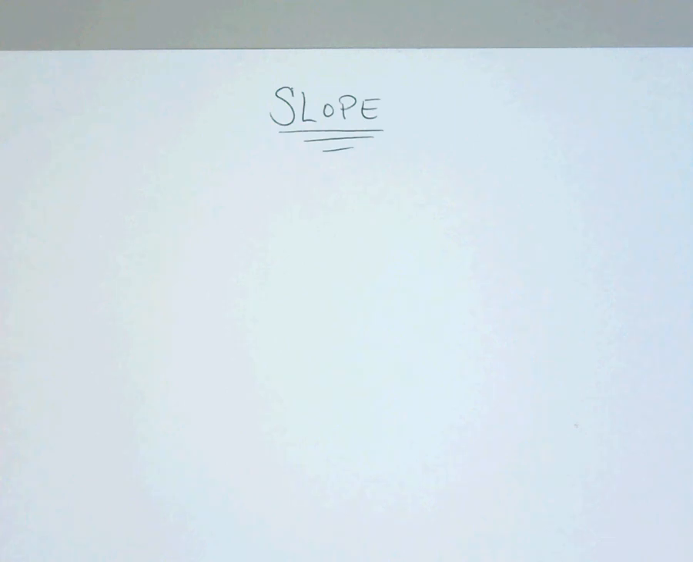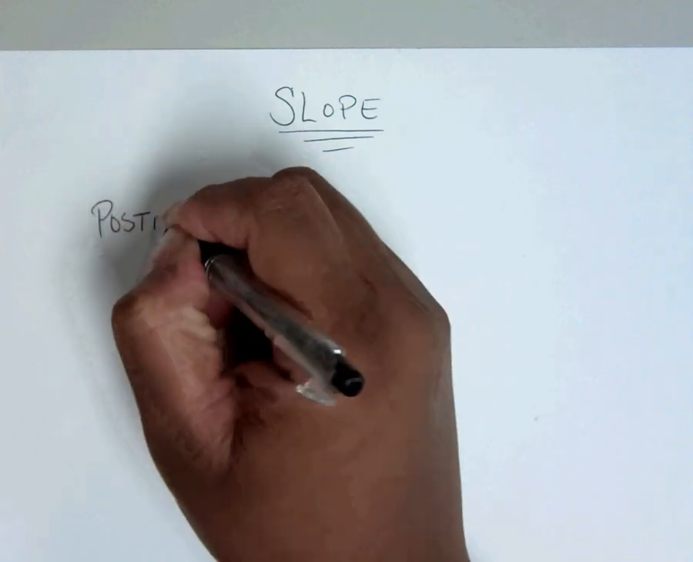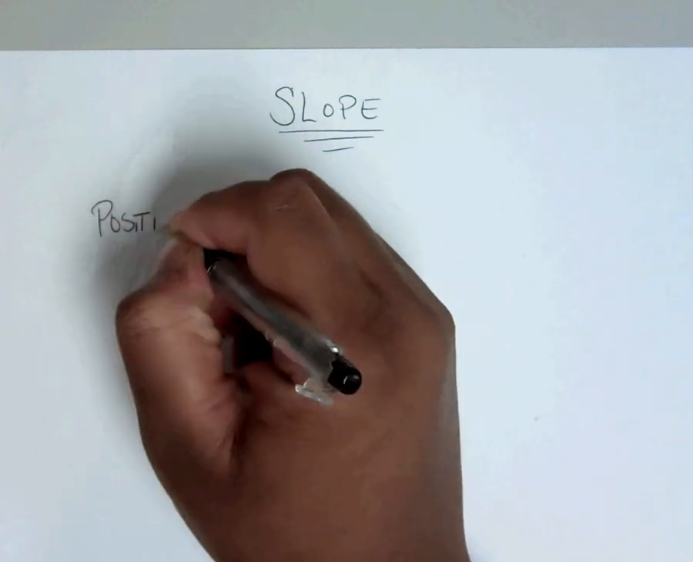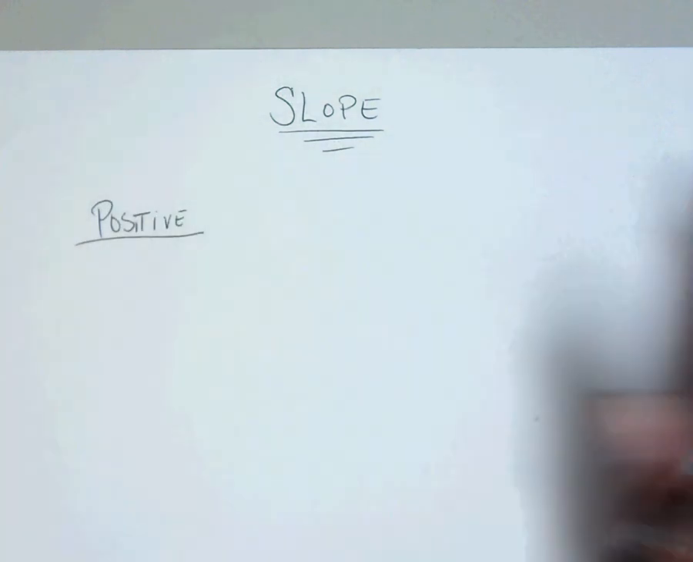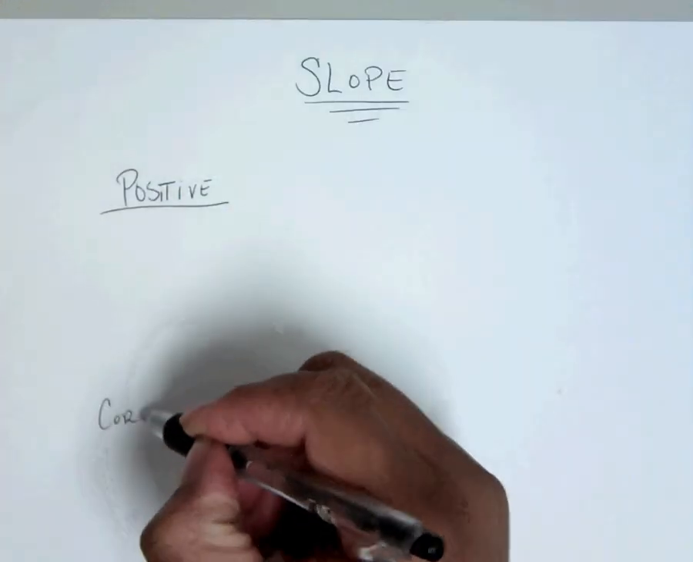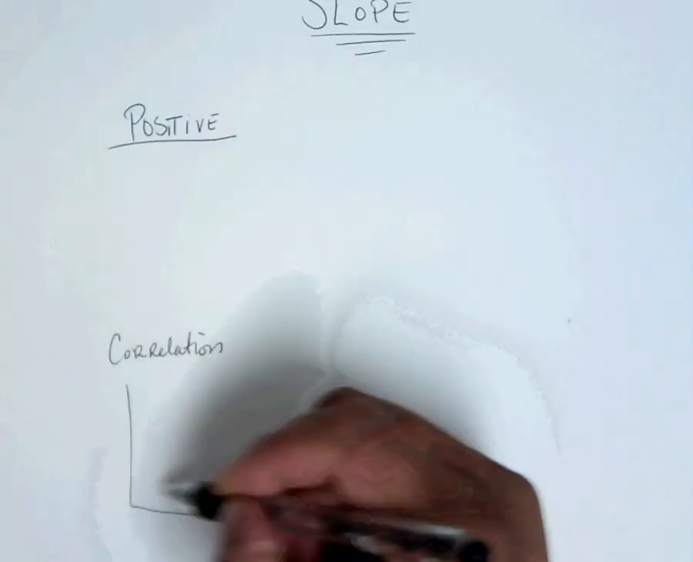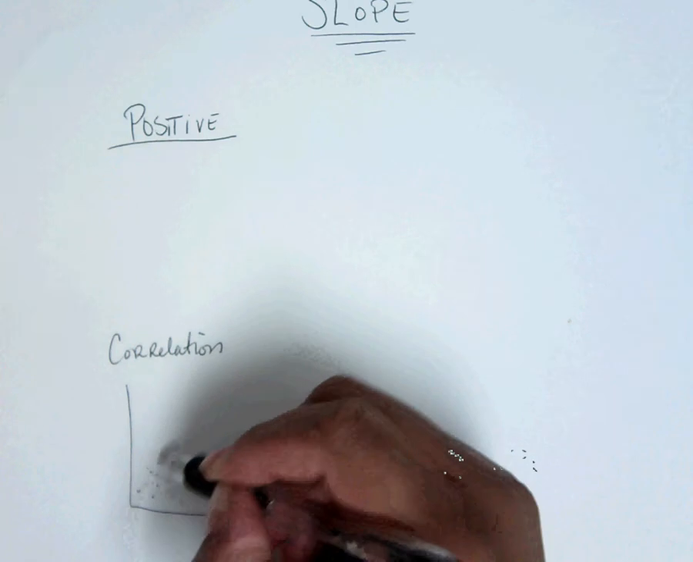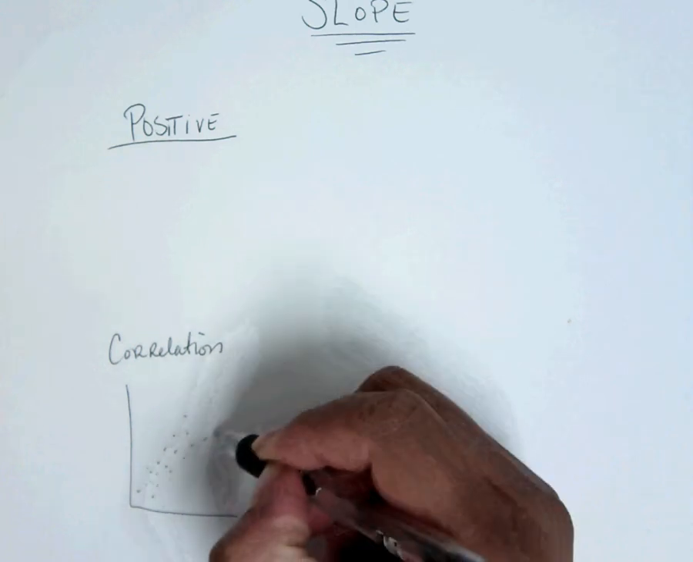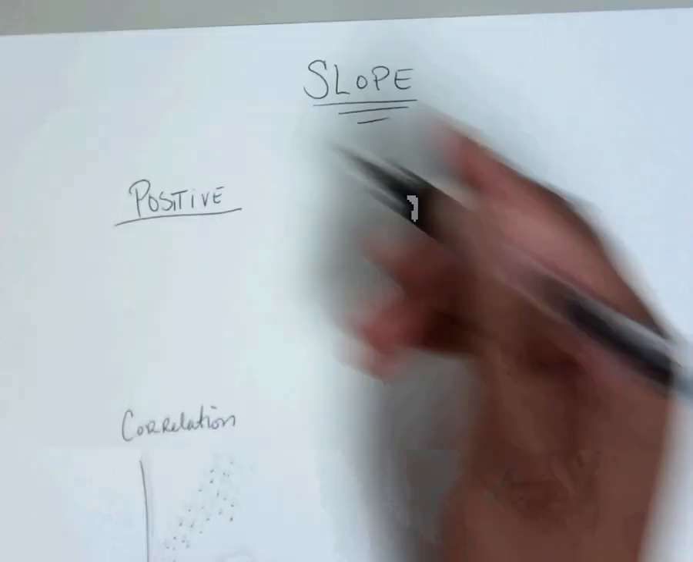I want to talk about slope in this video, so let's start off with positive slope and what that looks like. Positive slope kind of looks like a positive correlation. So we know that a correlation, when it's positive, it looks like this. The points are going up. Okay, correct?